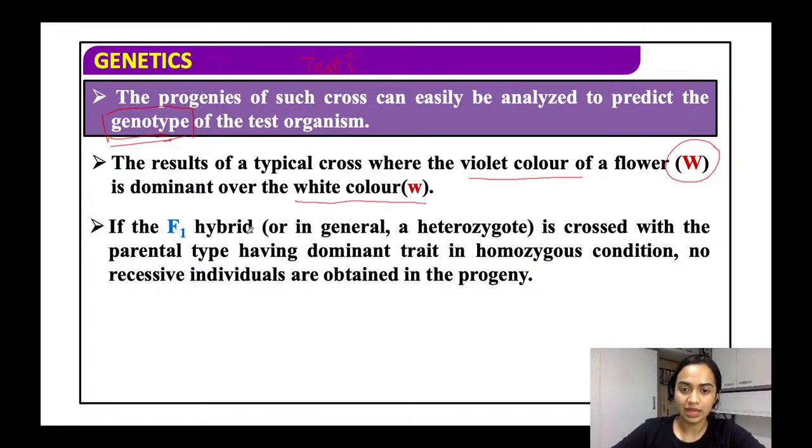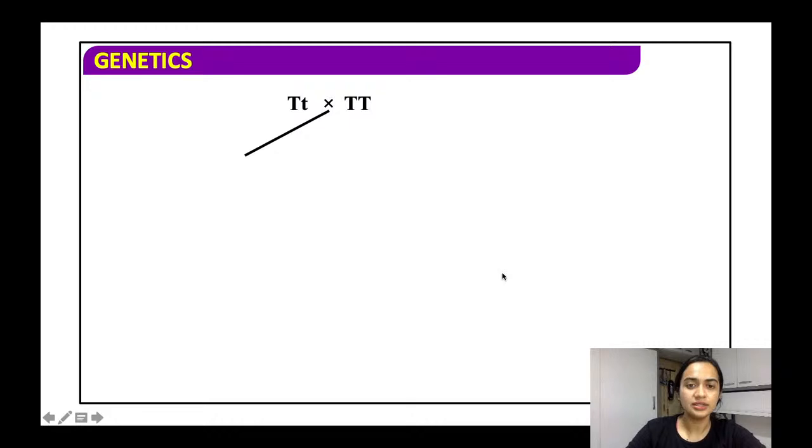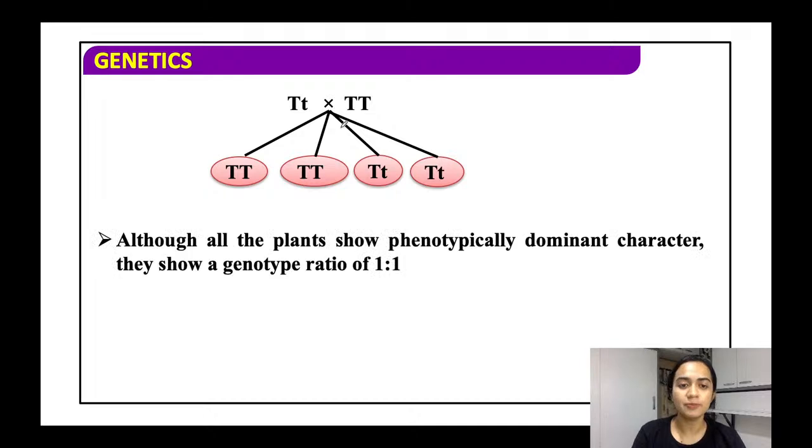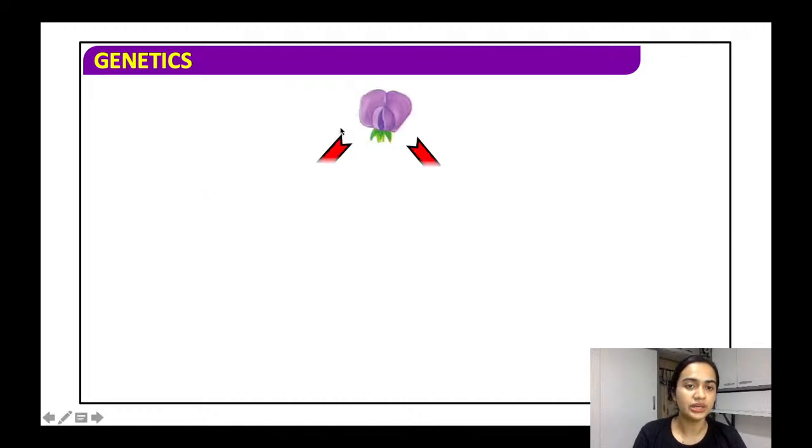If the F1 hybrid is crossed with the parental type having the dominant trait in the homozygous condition, no recessive individuals are obtained in the progeny. This we know, alright? तो अगर हमने F1 जनरेशन को हमारे डोमिनेंट ट्रेट से क्रॉस किया, तो जो सारे जनरेशन होंगे वो सभी के सब टॉल होंगे, ठीक है. So although the ratio of the plant showing phenotypically dominant characters, they show that the genotypic ratio is 1:1.